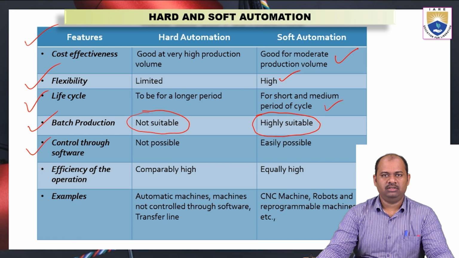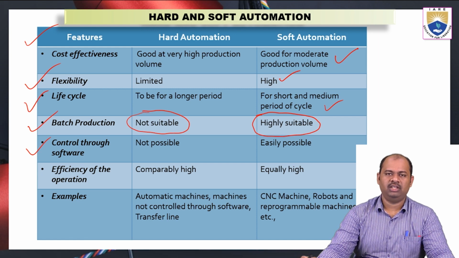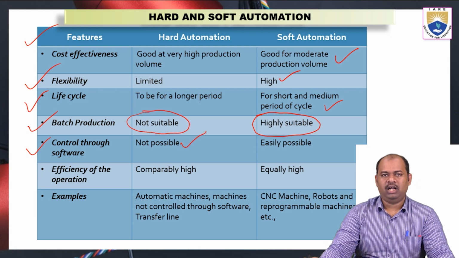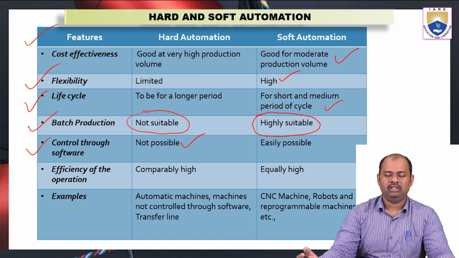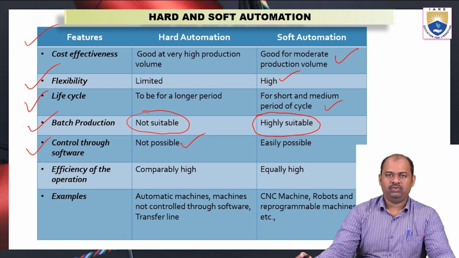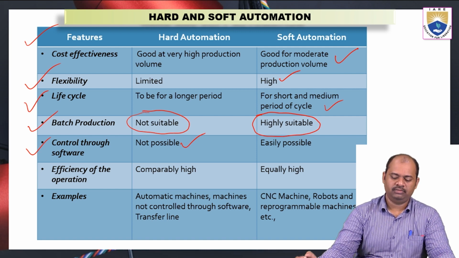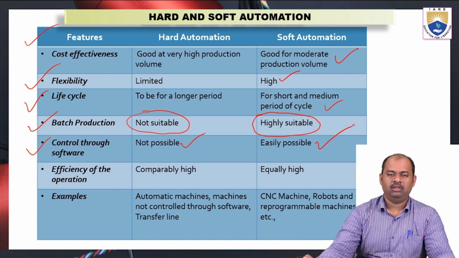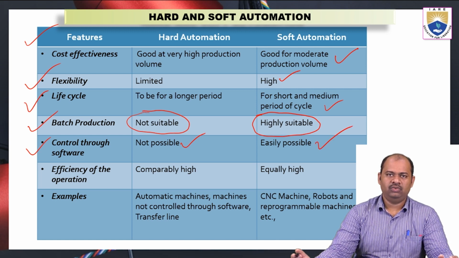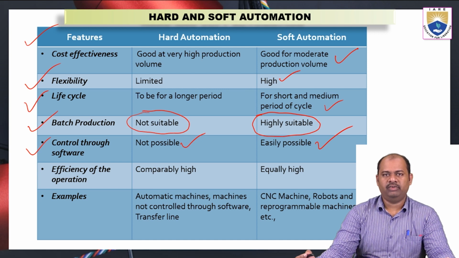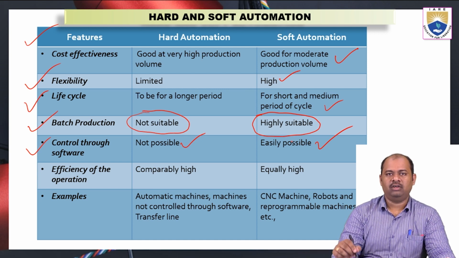So in hard automation, controlling the automation through software is not possible, because we have to use some hardware units, and we are using some machines which are controlled by numerical machines. So control through software is not possible, and it is no need here. Whereas in soft automation, we'll use some software for designing, for the coding.